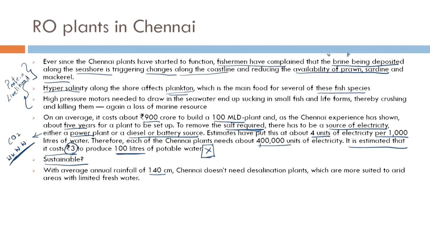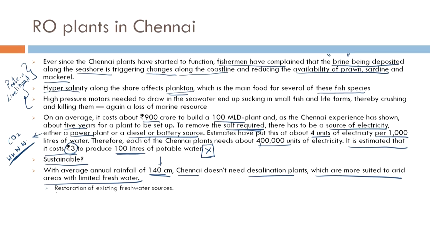They need to drink and they need to survive. That's always the most critical aspect, right? Obviously, an alternative is required. And where to get the water from? The issue is that, as we see, with an annual rainfall of 140 centimeters, Chennai does not need desalination plants. These desalination plants are suited to arid areas with limited fresh water or with limited rainfall, let us say, right.